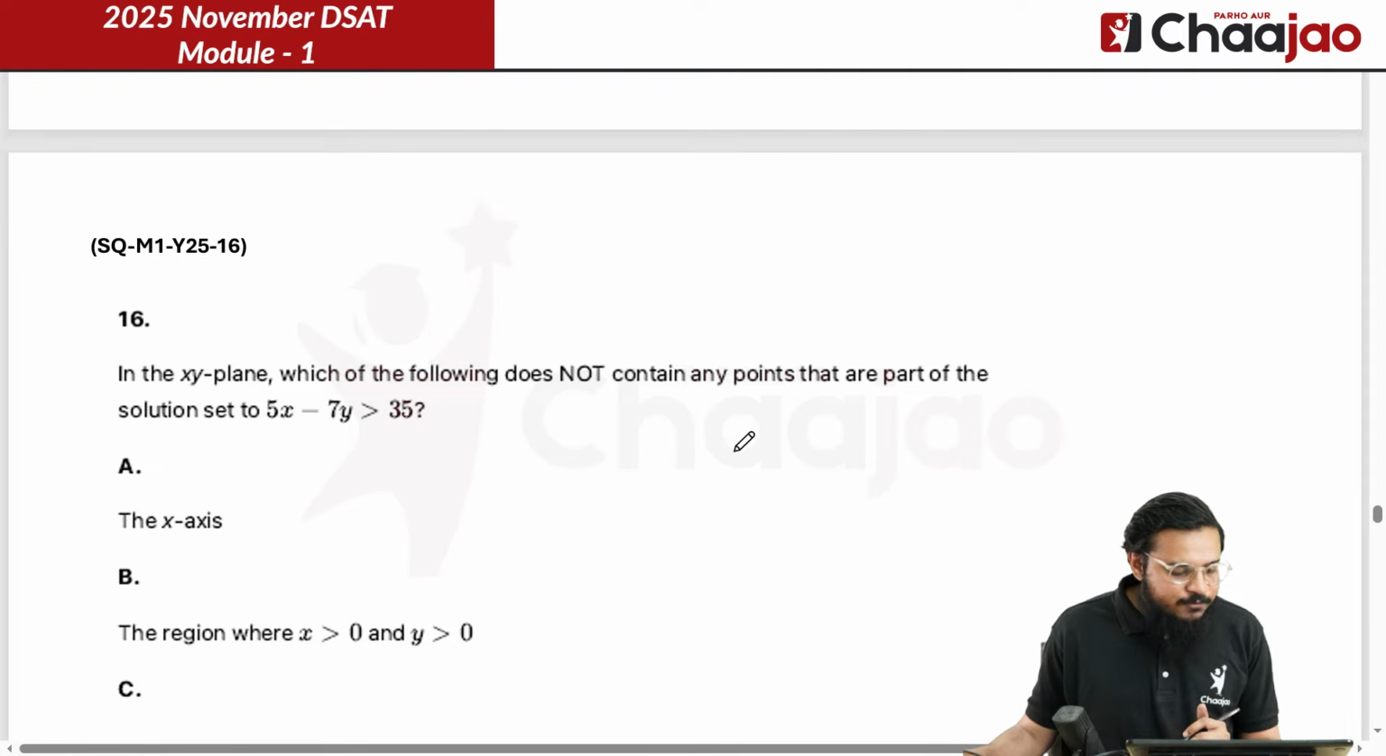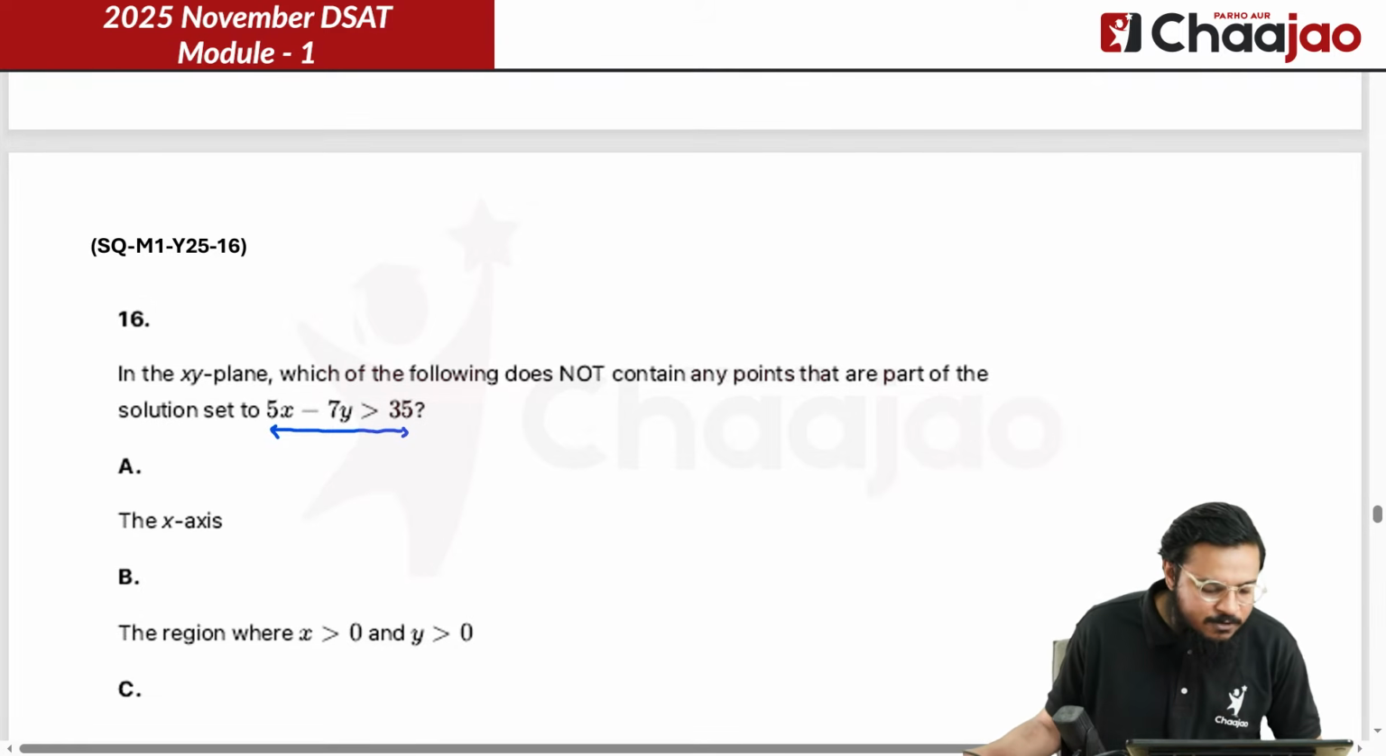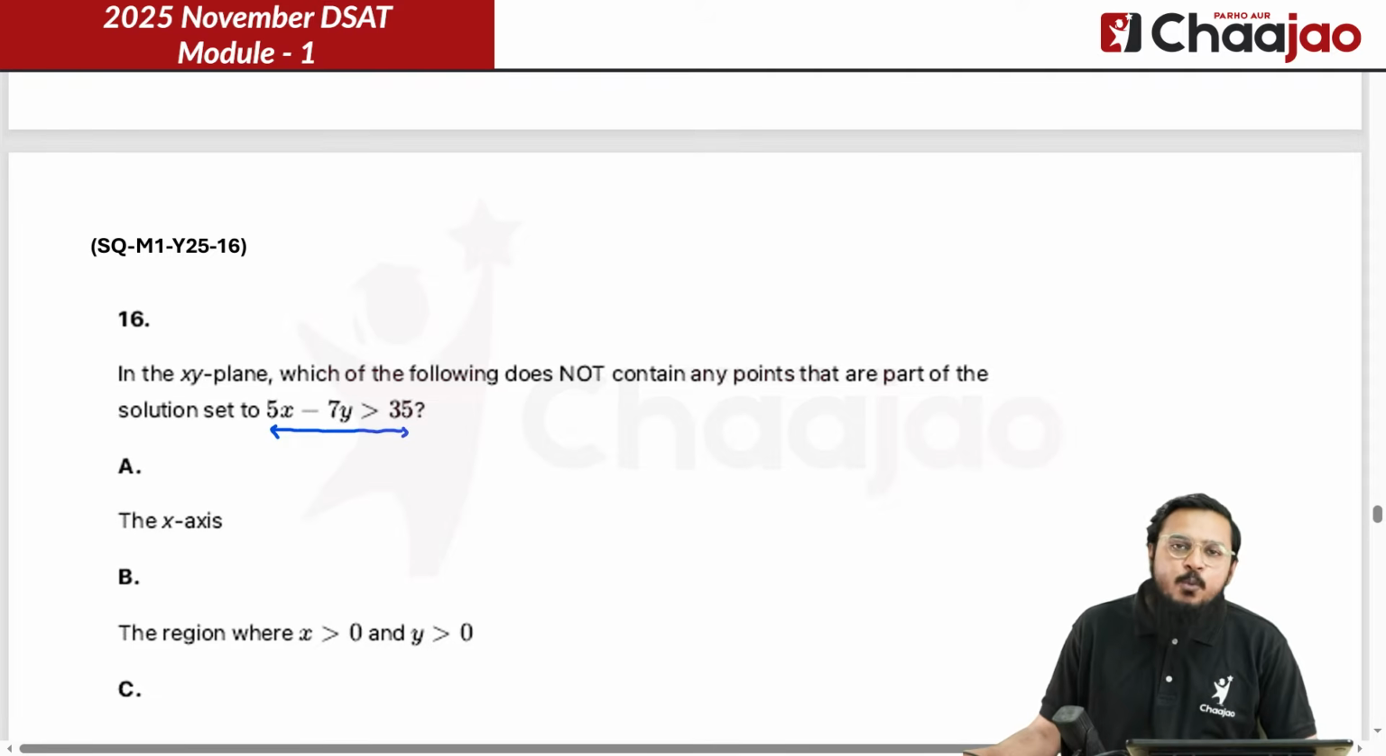Okay, now we have question number 16. In the xy plane, which of the following does not contain any points that are part of the solution set to 5x minus 7y is greater than 35? Now these are one of those many types of questions which could be done very easily using the Desmos graphical calculator. So what I'm going to do is type this entire inequality on my Desmos graphical calculator and see what region I get as my solution of this inequality.